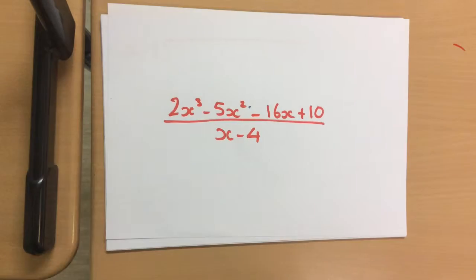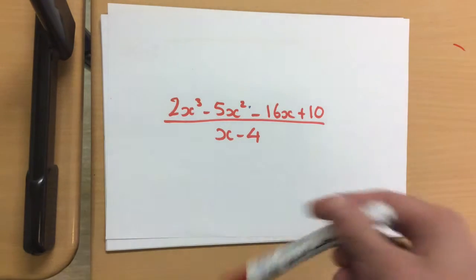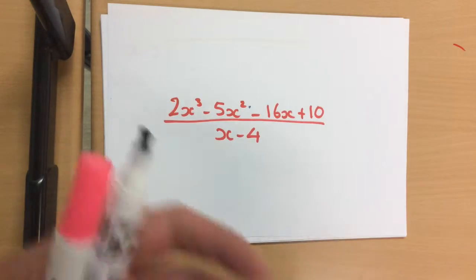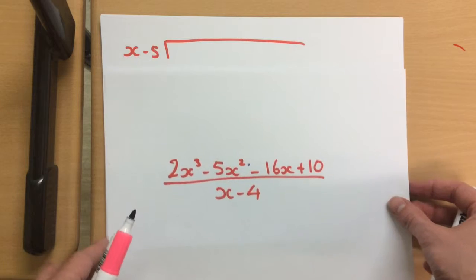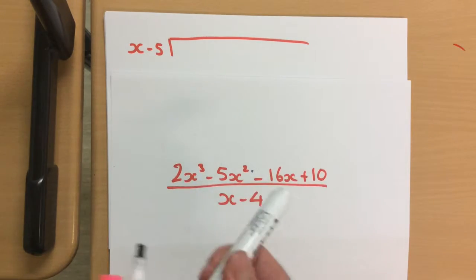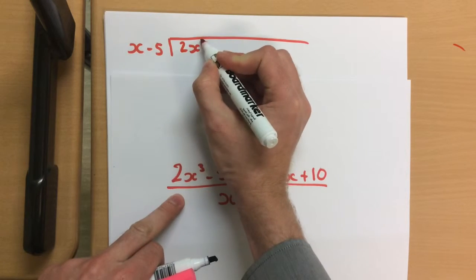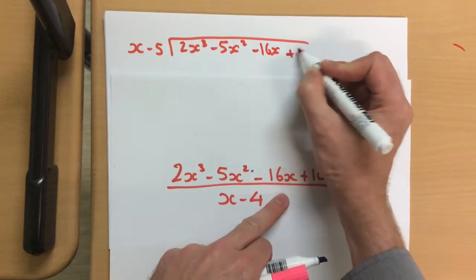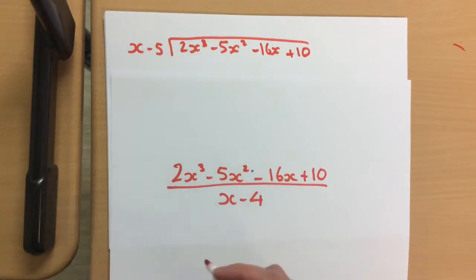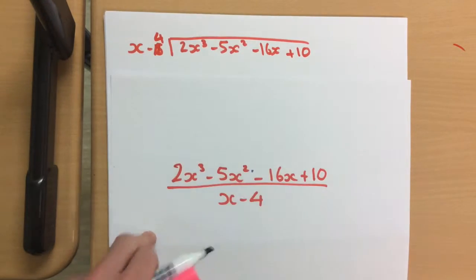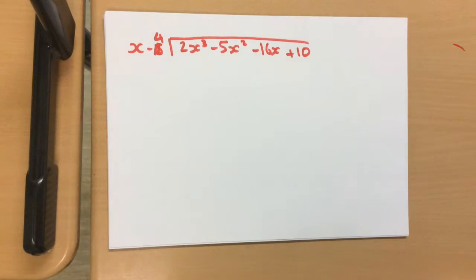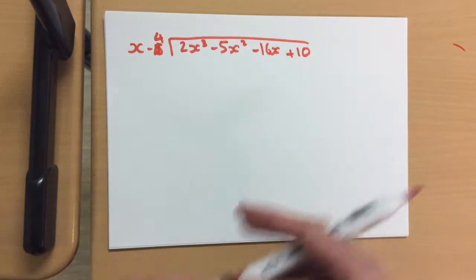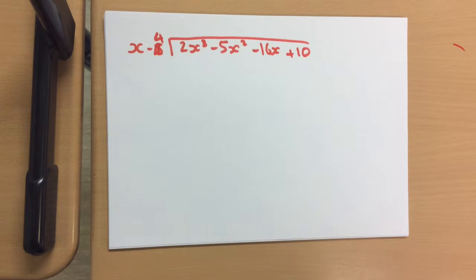This time, looking at something like this. It's the same as before, except I've written it as a big fraction as opposed to a division sum. But as you know, it means the same thing. So we're going to do 2x cubed, subtract 5x squared, subtract 16x plus 10, divided by x subtract 4. So far, a mistake in every video. Have a go at it first, pause it, see what you can do, and then we'll go through it afterwards.